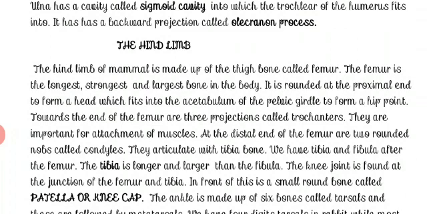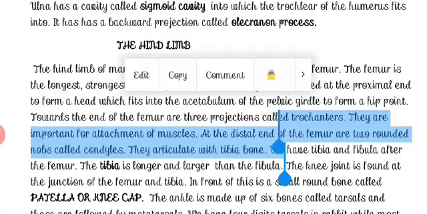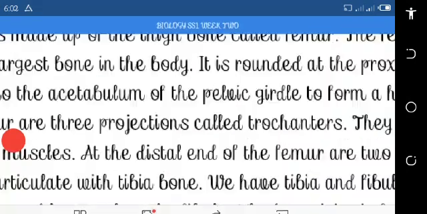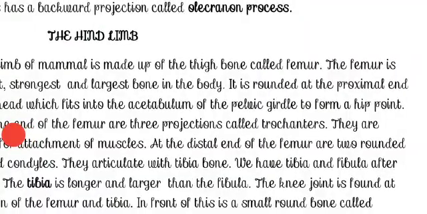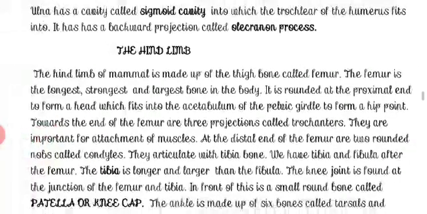Towards the end of the femur, we have three projections called trochanters. These trochanters are important for attachment of muscles.